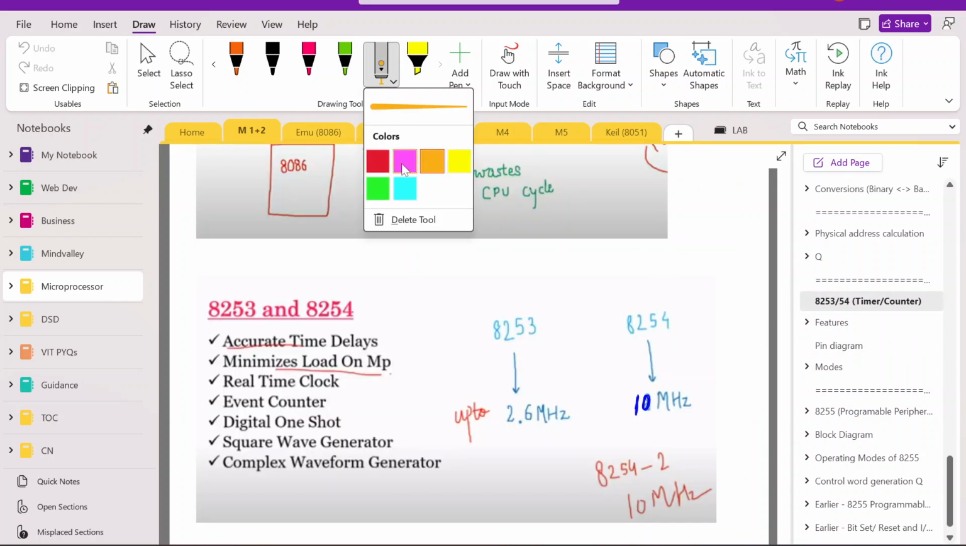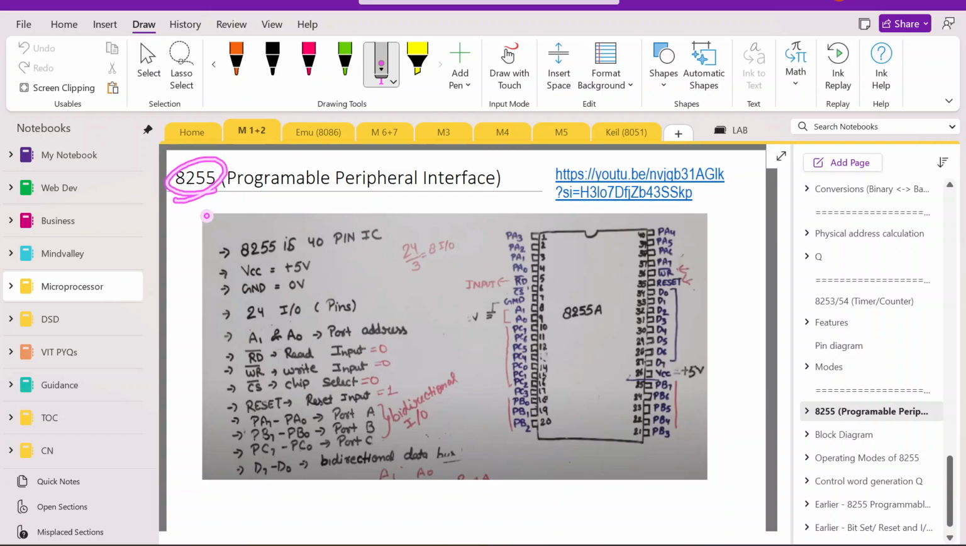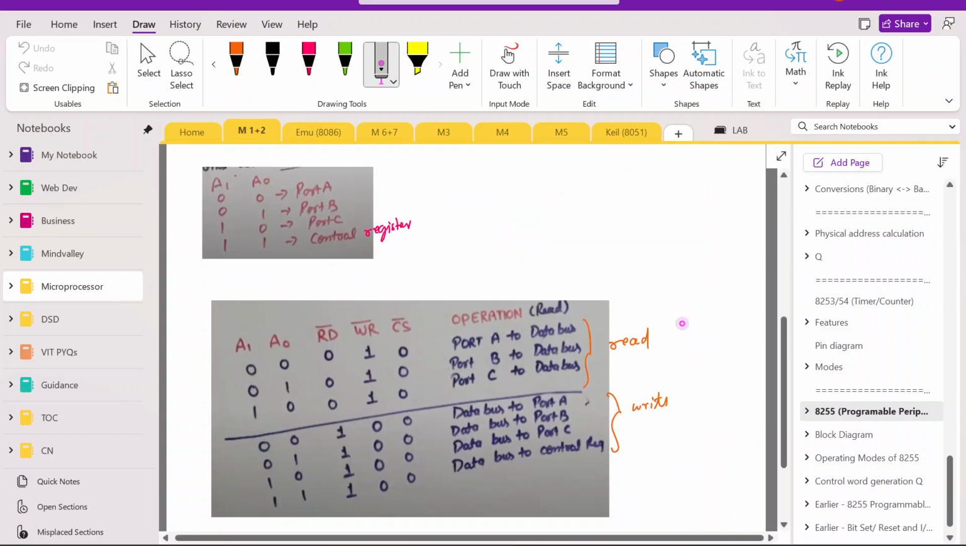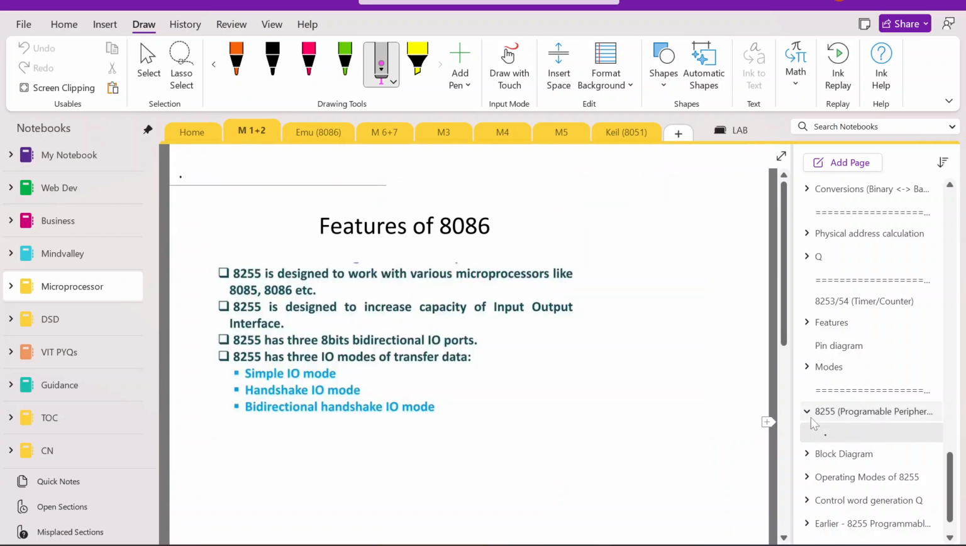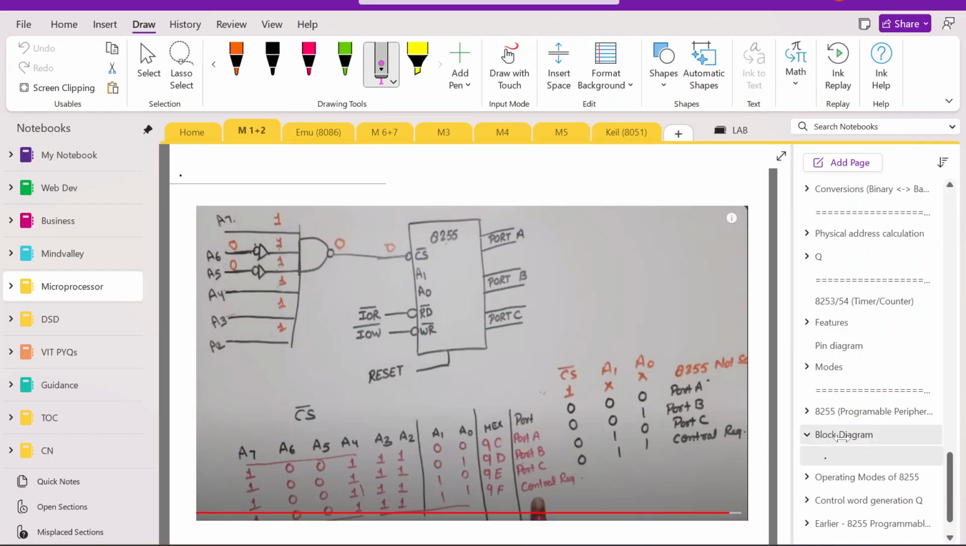Yeah. So in the guidance video, this portion is over. Let's come to 8255, programmable peripheral interface. For this, I recommend this video. Get over all these things, features and all stuffs.